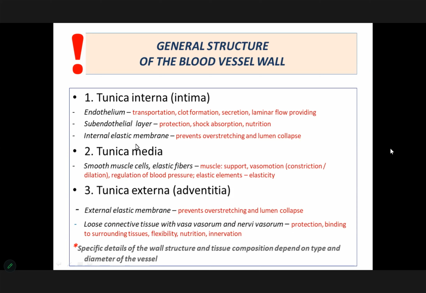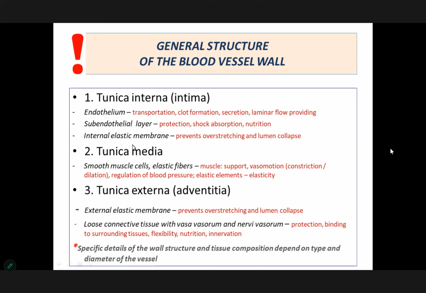It's a membrane consisting of elastic fibers, and it prevents overstretching of the wall or collapse of the lumen, or closure of the lumen of the wall of the vessel. Lumen means the internal space of any hollow organ, and also the inner space of any blood vessel.